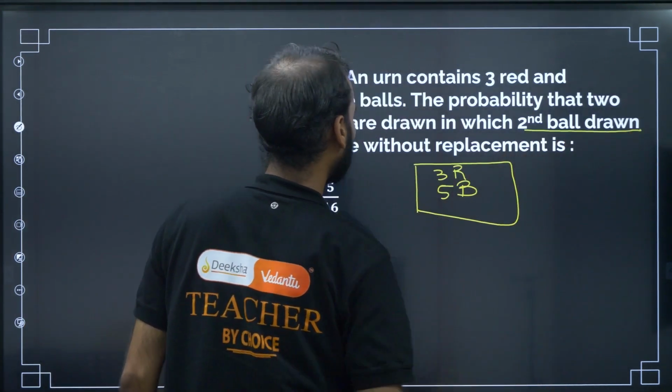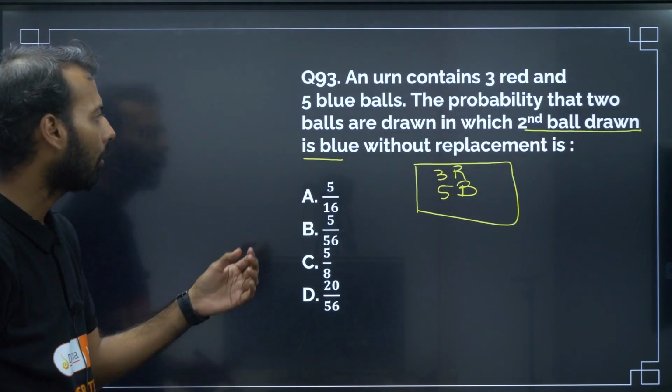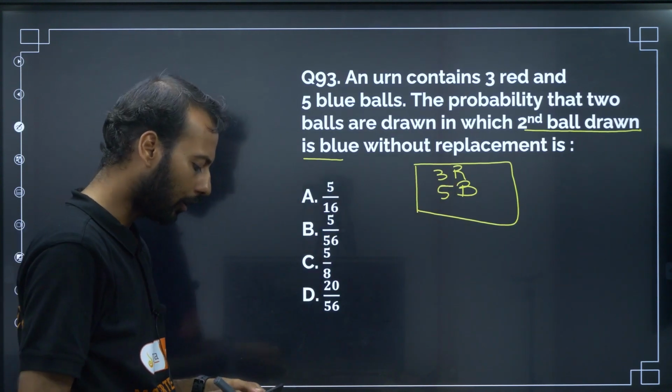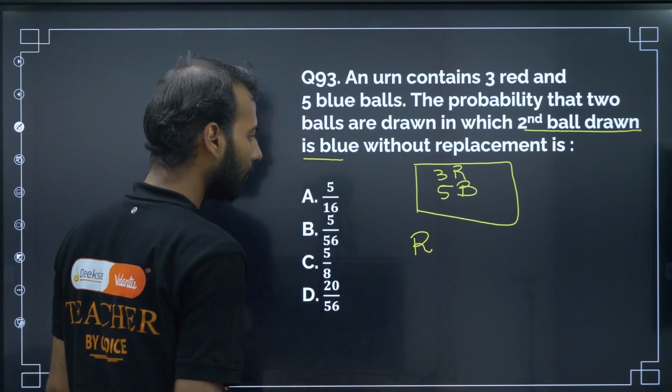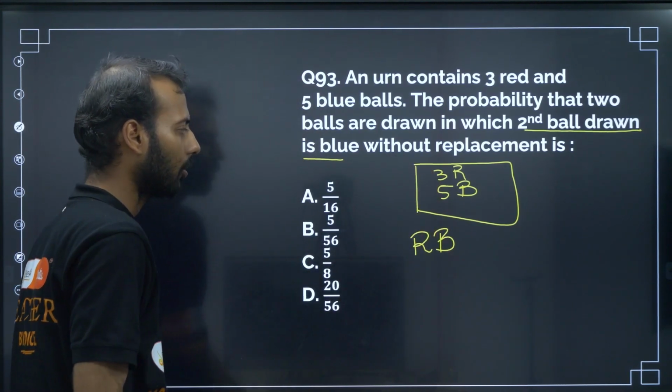The second ball drawn is blue, without replacement. So they are drawing two balls from this urn. Whenever they are drawing two balls, first I will think that the first ball might be red and the second ball might be blue. This is one possible case.